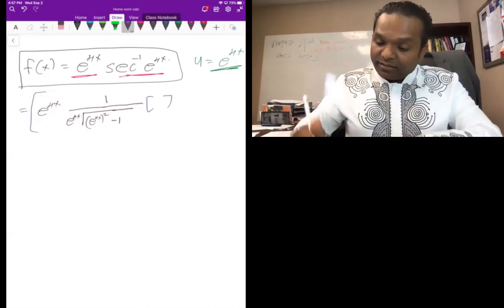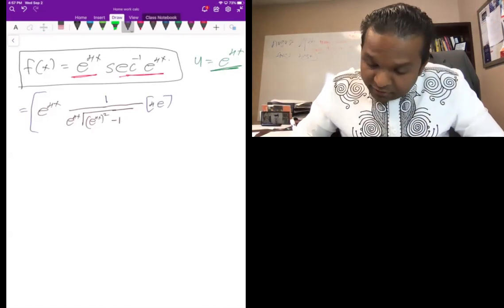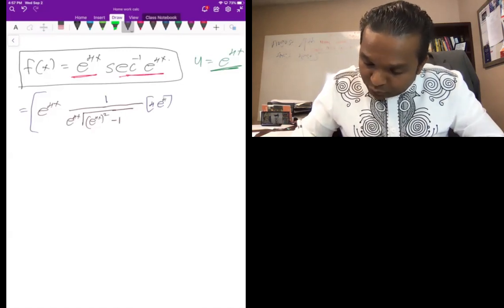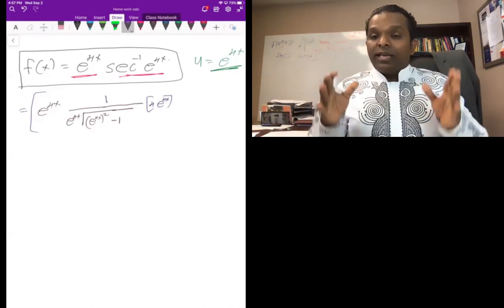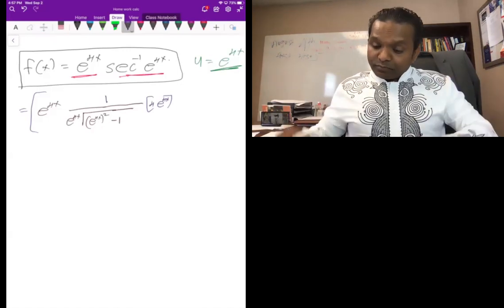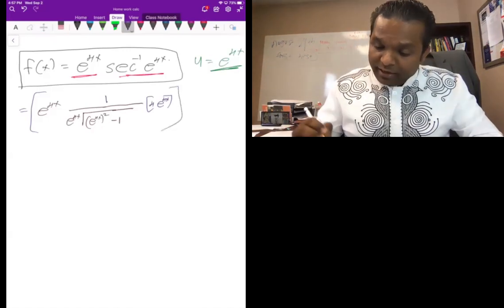Coefficient of the x. We bring that 4 to the front, and then the rest is the rest. We can't change anything. e to the 4x is what the derivative of e to the 4x is. So 4e to the 4x is the derivative of e to the 4x. So now we can close that side.